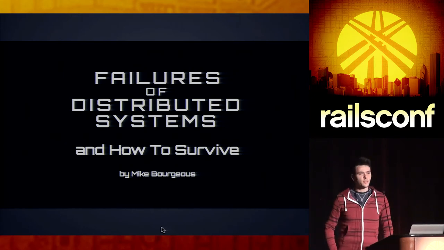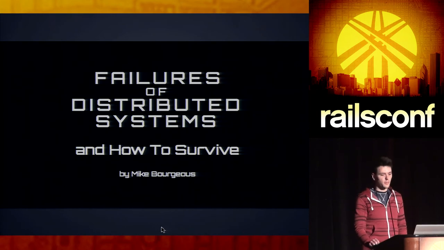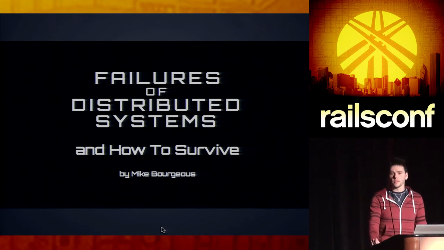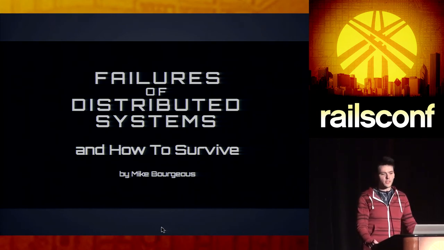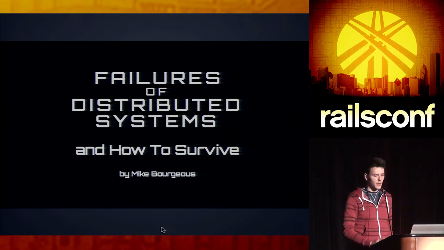On Tuesday and Wednesday, we've had some great sessions about distributed systems and service-oriented architectures and big Rails. One of the questions that was asked in one of the sessions was, how do you handle failures? What can go wrong? There wasn't really enough time to address it. So that's what I wanted to do in my lightning talk.